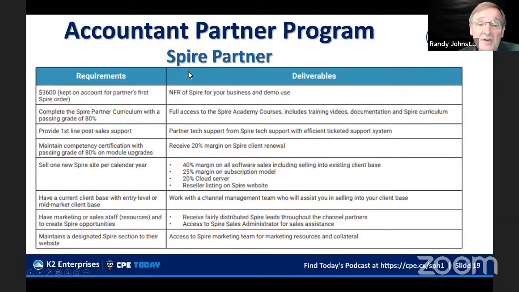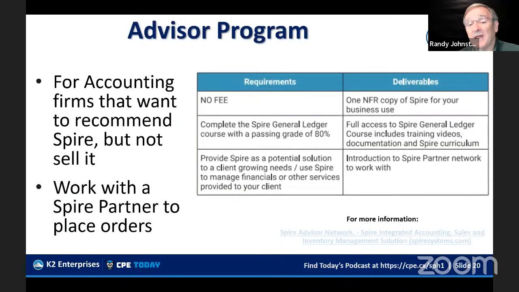Now, if that's too much of a commitment to you, you don't really want to be a full level VAR-like partner, you could participate in their advisor program. And this is for accounting firms that want to recommend Spire, but not sell or install it. And basically what happens here is you are then assigned to work with a Spire partner to place the orders. There's no fee to be in this program. You still get the not-for-profit or not-for-resale, a copy of Spire for your own business.